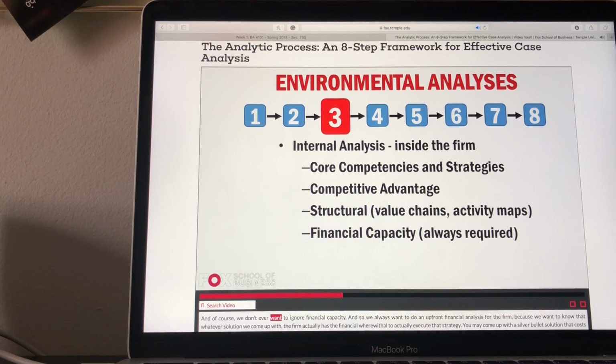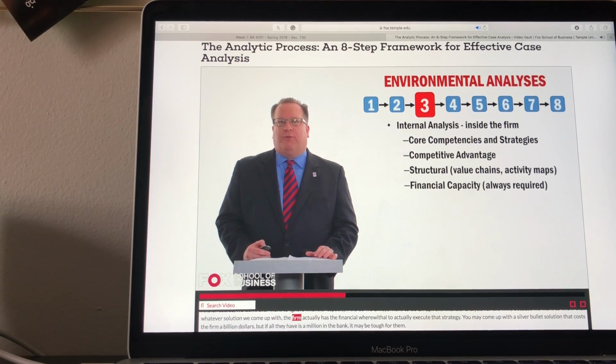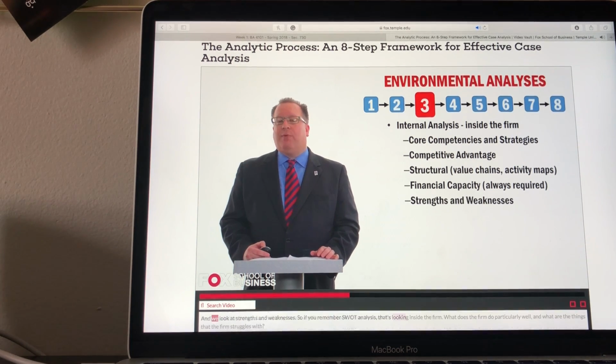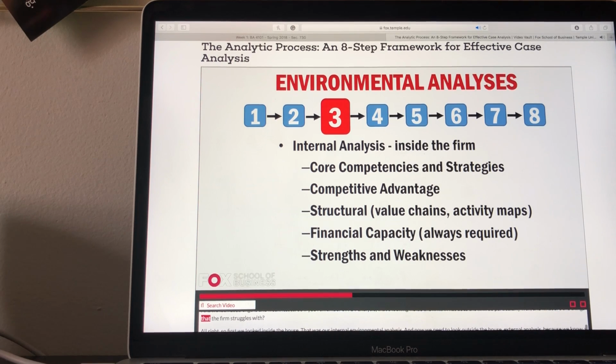And of course, we don't ever want to ignore financial capacity. And so we always want to do an upfront financial analysis for the firm because we want to know that whatever solution we come up with, the firm actually has the financial wherewithal to execute that strategy. You may come up with a silver bullet solution that costs the firm $1 billion, but if all they have is $1 million in the bank, it may be tough for them. And we look at strengths and weaknesses. So if you remember SWOT analysis, that's looking inside the firm. What does the firm do particularly well? And what are the things that the firm struggles with?